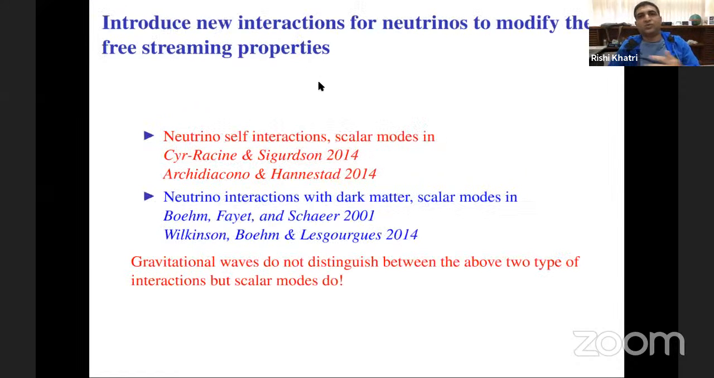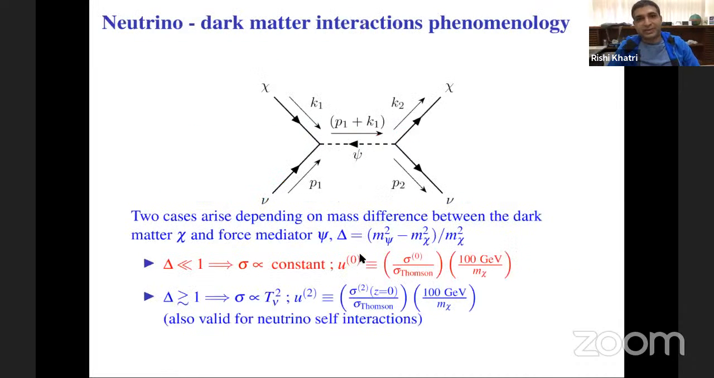This is what we were interested in. There are many ways to stop neutrinos from streaming, and people are studying many of them. Usually, gravitational waves do not really care about what kind of interactions neutrinos have, the details. They just care about whether neutrinos are free streaming or not. Because if they are not free streaming, then you cannot generate anisotropic stress and there is no damping. So this is really a clean probe of whether neutrinos are free streaming or not. It is just a test of neutrino free streaming.